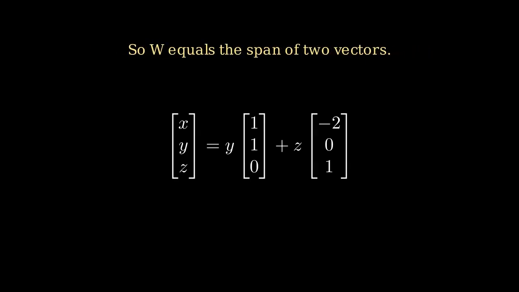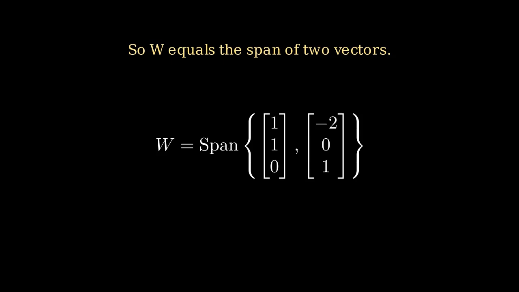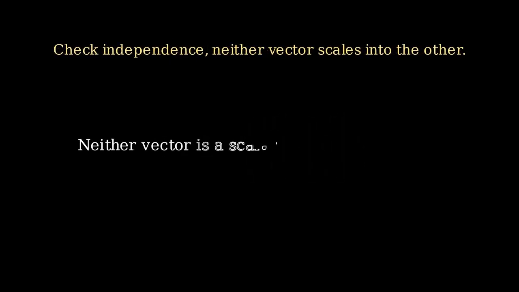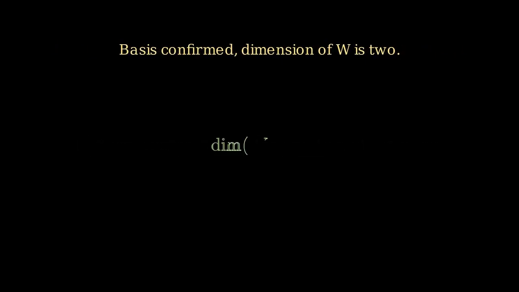This shows that W equals the span of the vector 1, 1, 0 and the vector negative 2, 0, 1, so these two vectors span the plane. Check independence. Neither vector is a scalar multiple of the other, since their entries don't line up under any single scaling factor, so the set is linearly independent. Both properties hold, so these two vectors form a basis for W, and the number of vectors in that basis, 2, is the dimension of W, literally how many independent directions the plane has.